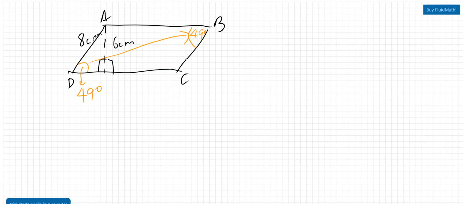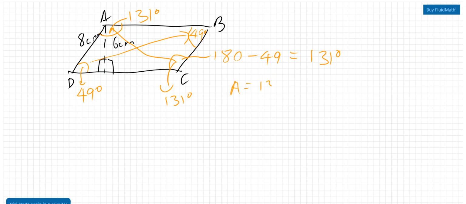So to work out, for example, this angle here, I will just go, okay, what is 180 take away 49 degrees? That leaves me with 131 degrees. So the angle here is 131 degrees. And last of all, its opposite angle is over here, where A is, and that's also 131 degrees. And we're done. If you wanted to, you could have just written it like this. If each angle is labeled A, B, C, and D, you could just go A is equal to 131 degrees, B is 49, C is equal to 131 degrees, and D is 49 degrees.